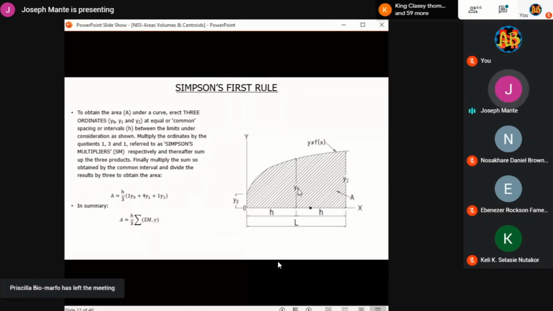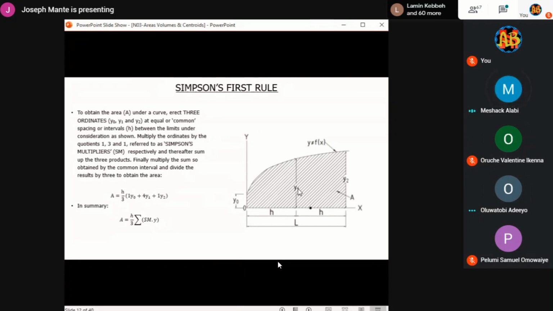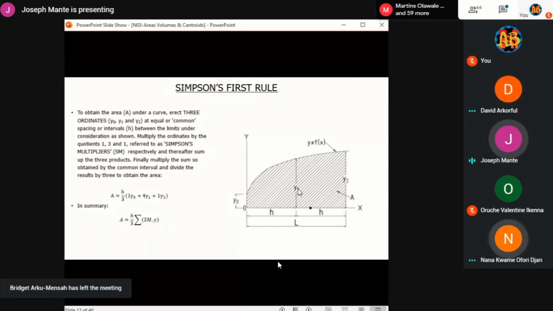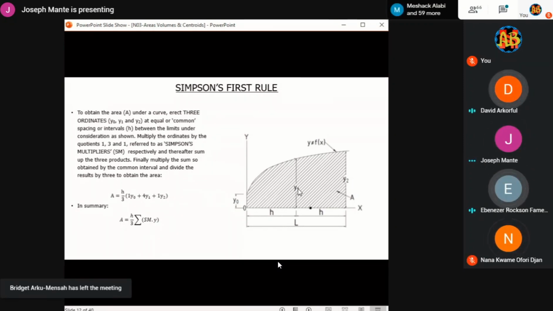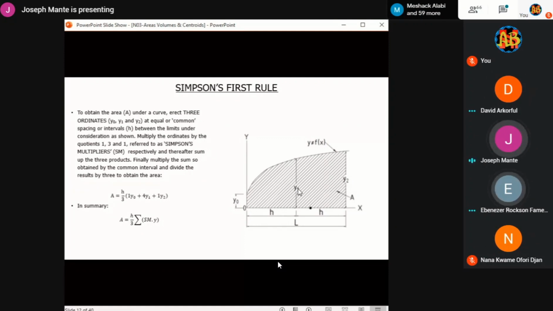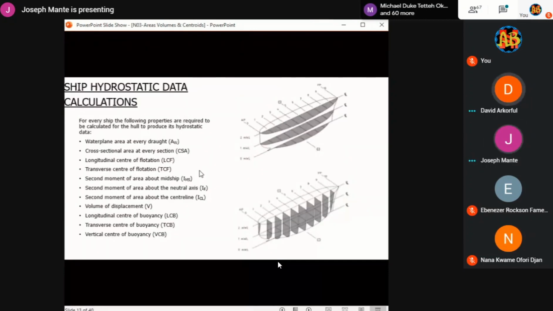Divided. Please, do you understand this? Yes, sir. So what are the Simpson's multipliers? 1, 4, and 1. All right. Then please go and learn how to prove the Simpson's multipliers.